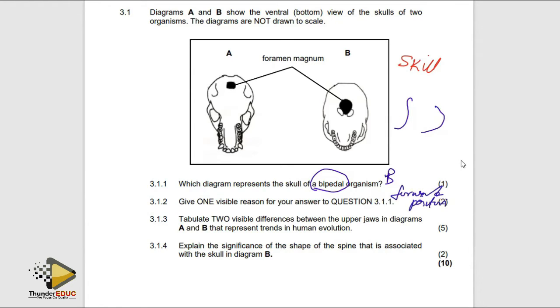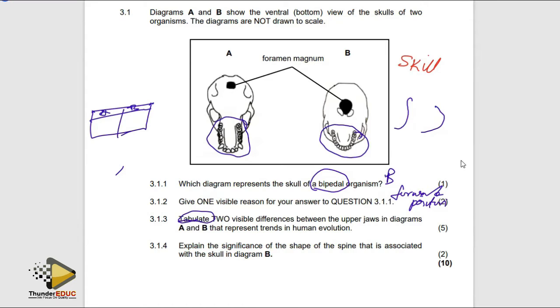Then they're saying tabulate 2 visible differences between the upper jaw. Here, they're looking specifically at the upper jaw, these jaws which you see. So don't talk about other parts. The upper jaw in diagrams A and B. When they say the word tabulate, that's a mark. The word table, you can even see that is 5 marks. So when you draw a table, please make sure that you draw a correct table so that you get all the marks. You write here, for example, skull A and then skull B.